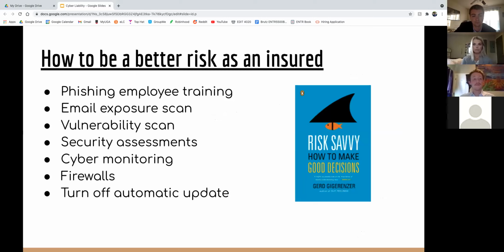Now, how to be a better risk is insured. One way to be a better risk is implement employee training. Of course, employee training for phishing is the most common one, but employees should also be trained on what to look for as possible cyber attacks. This training should also not be just a one-time. It should be a regular basis and constantly being updated with the cybersecurity landscape.